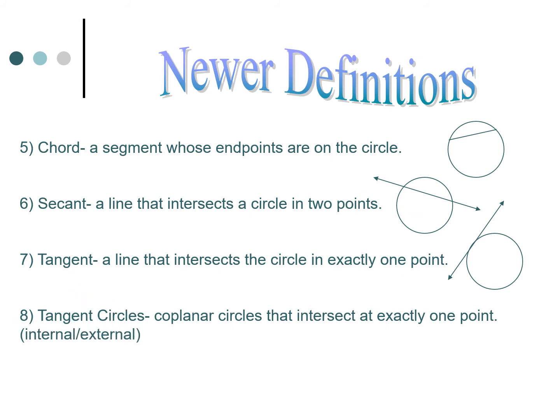Tangent circles are coplanar circles that intersect at exactly 1 point. So we have circles that intersect. There's an external and an internal. The first one is external tangent circles. They're on the outside of each other, and then the next one are internal tangent circles. One's inside the other.